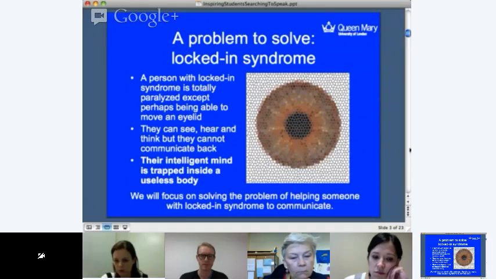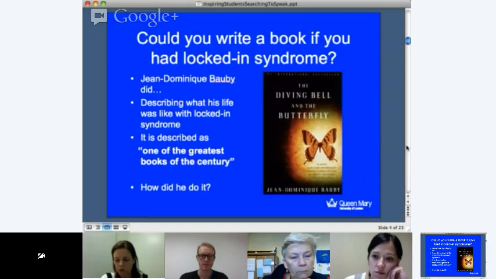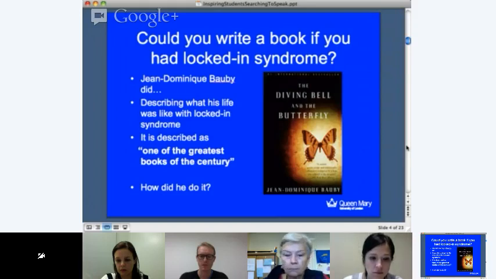So it sounds like that's pretty dire and you can't do an awful lot, but actually one person who had locked-in syndrome ended up writing a book from his hospital bed. So he didn't recover. Generally, people with locked-in syndrome don't actually recover at the moment. But he wrote this book. It's described as one of the greatest books of the century on the cover. And it's basically his autobiography of what his life was like with locked-in syndrome. So the immediate question you want to ask there is, how on earth did he do it?